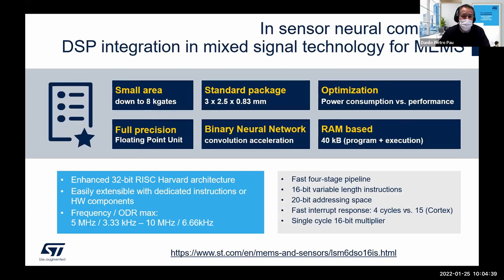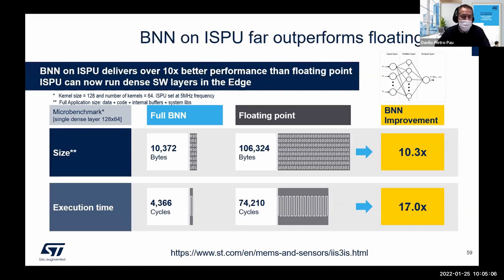And in fact, we introduced the ISPU. At the last IEEE Sensors conference, a colleague of mine introduced this solution, which is essentially a sensor which integrates a very small amount of memory, 8 kilobytes, 40 kilobytes of RAM for both program and execution, with an advanced DSP that we designed, which is very fast, with a compiler which is coupled. And the benchmark confirms the goodness of this approach.